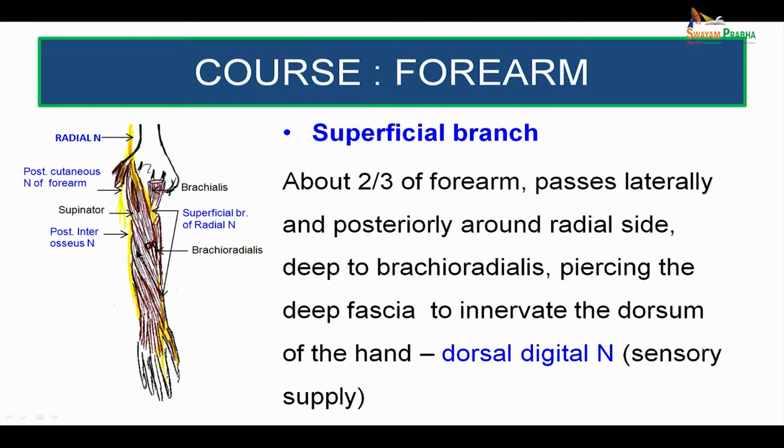The superficial branch, as it goes further down at about 2/3 of the forearm, passes laterally and posteriorly around the radial side deep to the brachioradialis tendon, pierces the deep fascia to innervate the dorsum of the hand through dorsal digital nerves, which is exclusively a sensory supply.